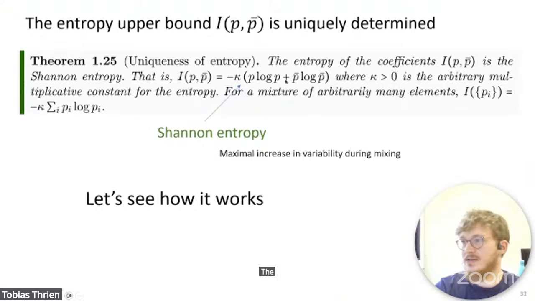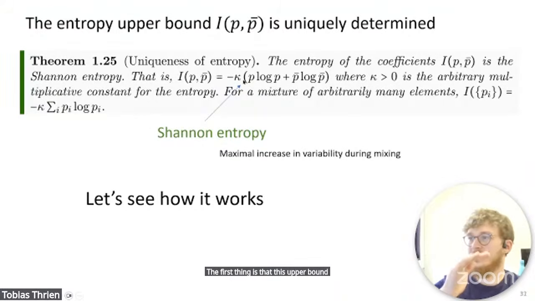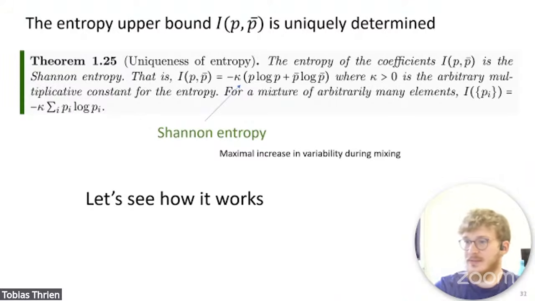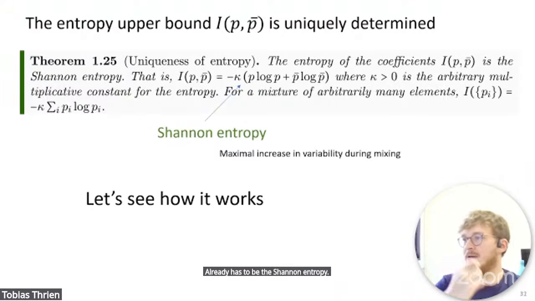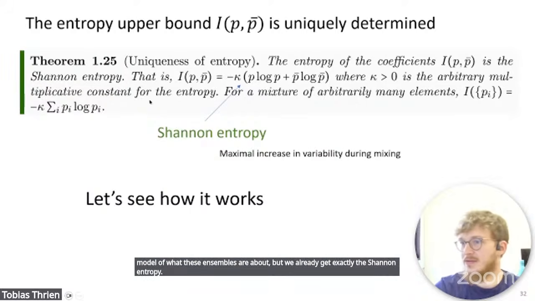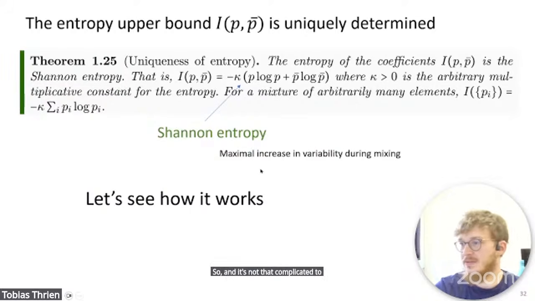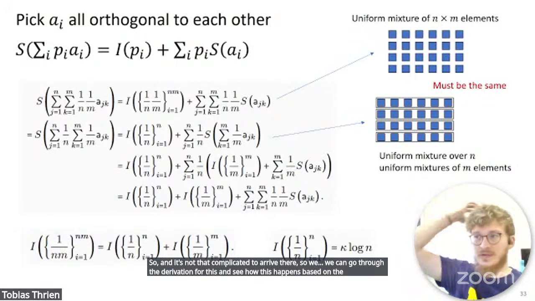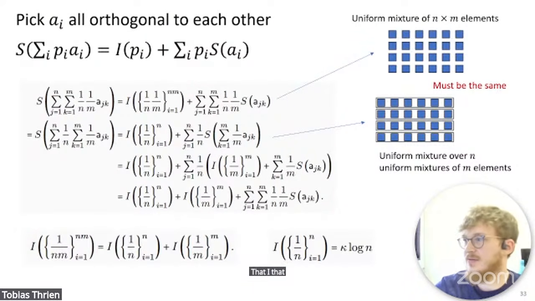The first thing is that this upper bound on the increase in the entropy already has to be the Shannon entropy. We haven't even talked about any specific model of what these ensembles are about, but we already get exactly the Shannon entropy. And it's not that complicated to arrive there. We can go through the derivation and see how this happens based on the requirements I mentioned before, just the axioms.